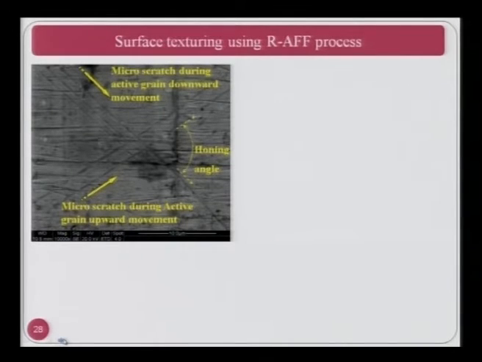Now, surface texturing using the RAFF process; this clearly indicates surface texturing using the RAFF process. The micro sketch during active grain downward motion is in this particular direction, and the micro sketch during active grain upward motion is given over there, and you can see here the angle of the cross hatch pattern is also given, a honing angle.